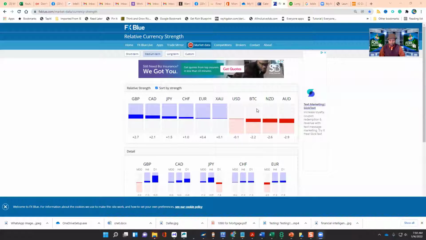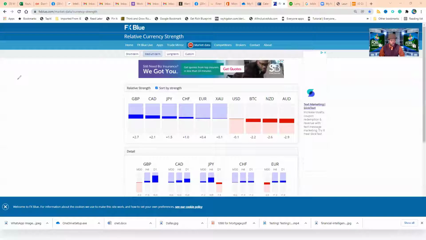But when you look at the BTC, of course, Bitcoin is still down. New Zealand dollar, as you can see, is weak, and Aussie dollar is weak. And as usual, we know that you buy the strength and you sell the weak. So this week we're looking at buying GBP, buying Canadian dollars, and of course selling, shorting New Zealand dollars and the AUD, Australian dollars.